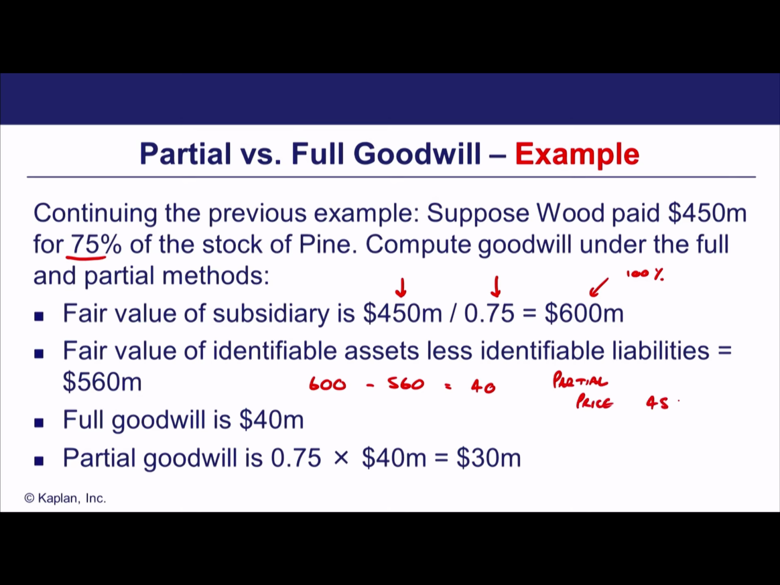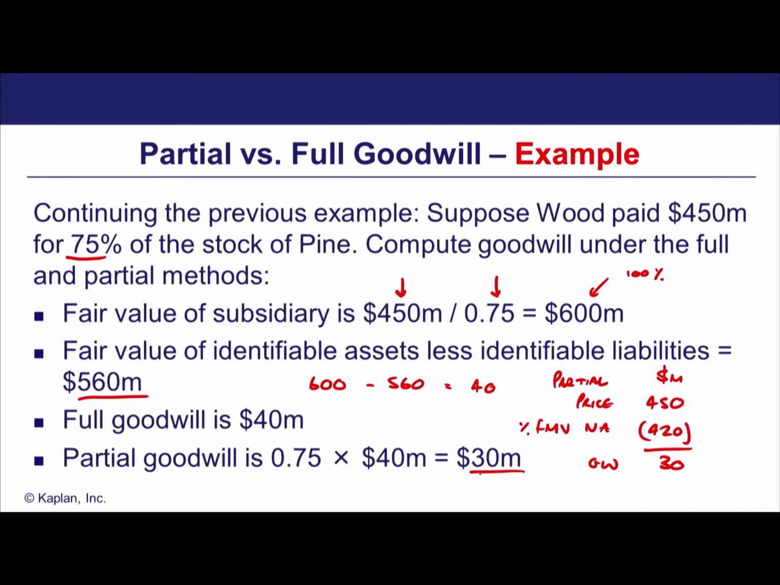So that's 450 million compared to our share of fair market value, identifiable net assets. So if the identifiable net assets, if 100% was 560, we're going to bring in our share of that, 75% of 560, and that gives us a figure of 420, and therefore a goodwill figure of 30 million.